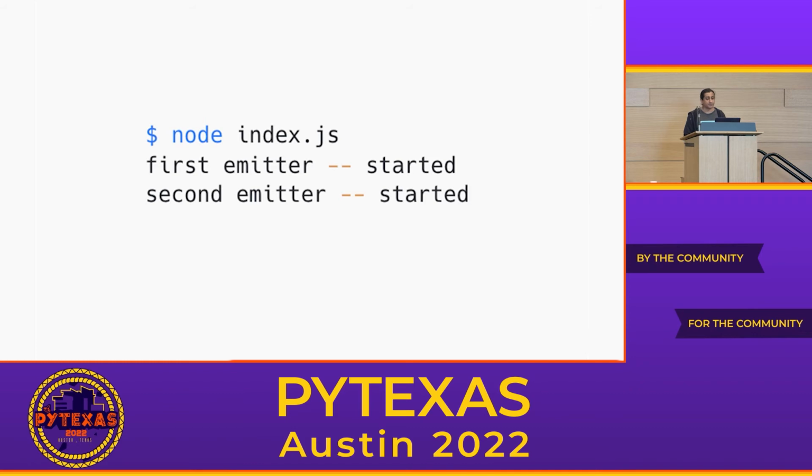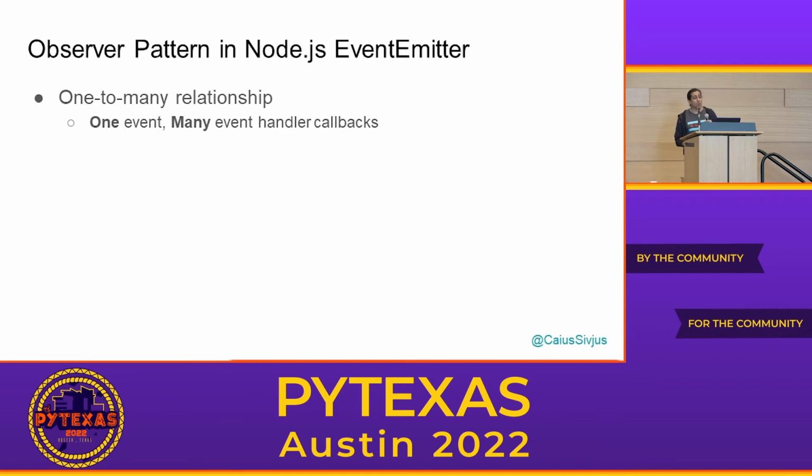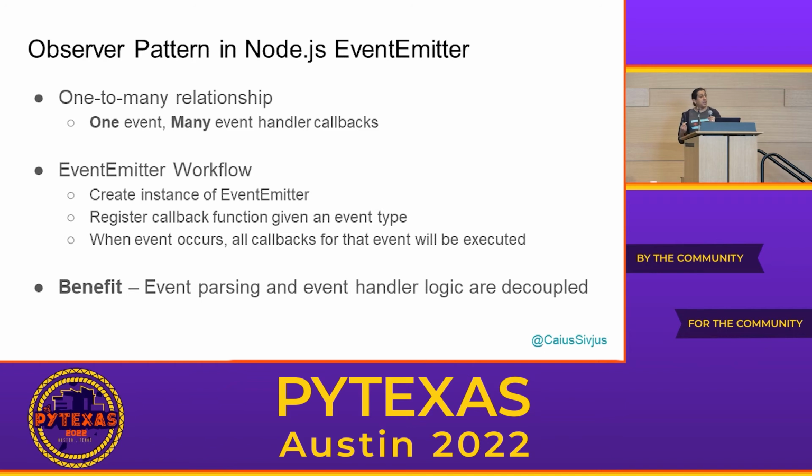So how does the event emitter implement the observer pattern? We have a one-to-many relationship. There's one event, many different event handler callback functions. And to use an event emitter, we're going to first create an instance. We're going to register all of our callback functions for different event types. And then when an event occurs, all those callback functions for that particular event type are going to be run. And the main benefit of this is it allows us to decouple our event parsing logic from our event handler logic.